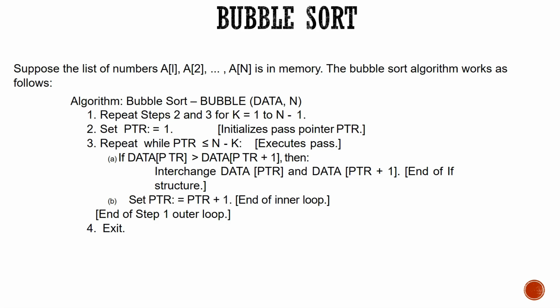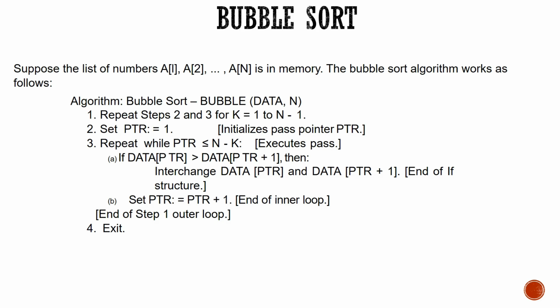Let us look at how this will work. So now the input for this algorithm will be the list of elements, data, and the number of elements will be in n. Repeat the process from k equal to 1 to n minus 1. Every time we take the large element and keep it at the n minus 1. That is, we go on keeping the elements over there. Initially, we start with the index value 1. We keep on repeating till that index value ptr is less than or equal to n minus k.